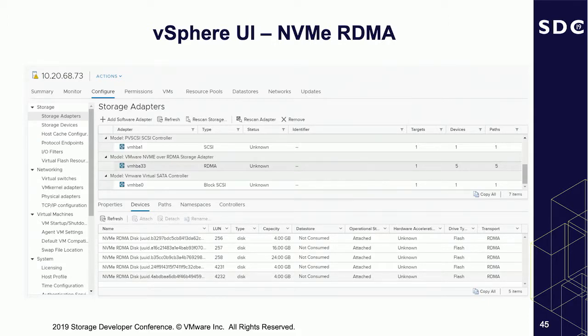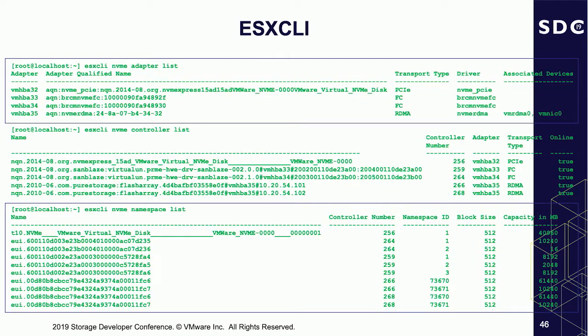So we have a pretty rich UI which administrators will like for getting all the operational information. We also have a very rich set of CLI, called ESXCLI. All of the commands that you do from the UI can be done from ESXCLI as well. The CLI is pretty self-explanatory. Once you log in, there's very detailed help, so you won't get lost. So that's NVMe Fabrics.